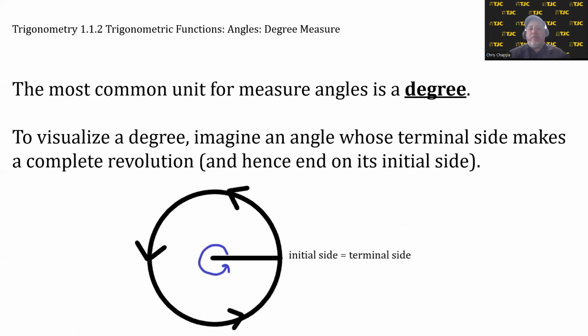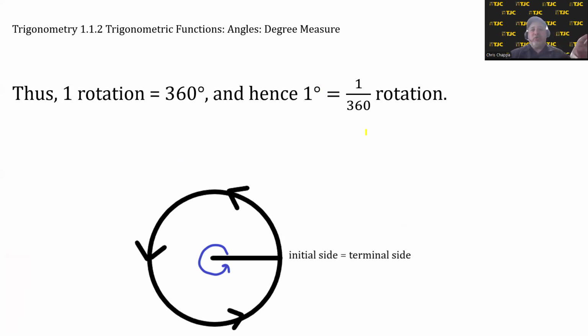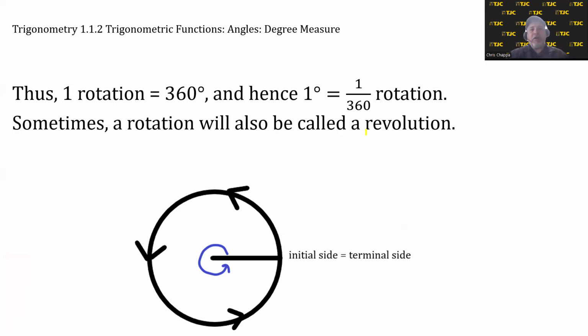The most common unit for measuring angles is called a degree. To visualize a degree, imagine an angle whose terminal side makes a complete revolution and hence ends on its initial side. So it makes one complete circle. We assign 360 degrees, denoted with the degree symbol, which looks like a little circle and an exponent right here, as the number of degrees to one complete rotation. Thus, one rotation equals 360 degrees, and hence 1 degree is 1/360th of a rotation. Sometimes a rotation will also be called a revolution.